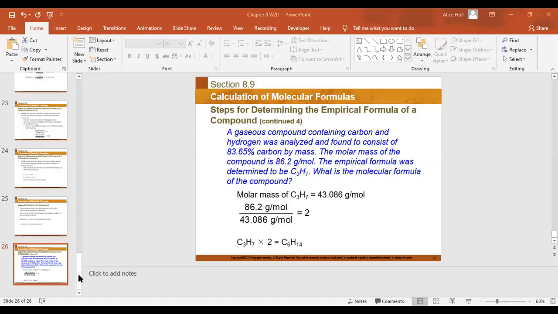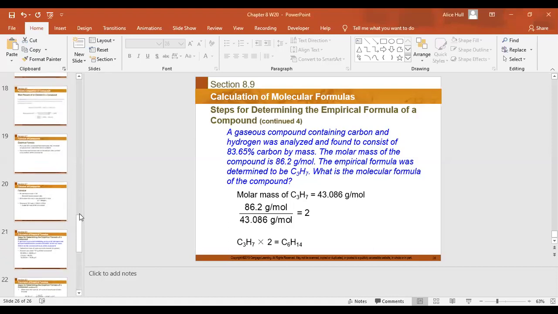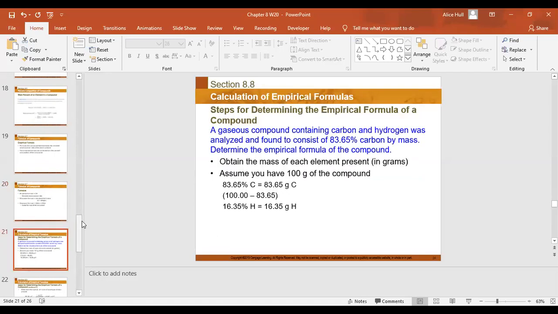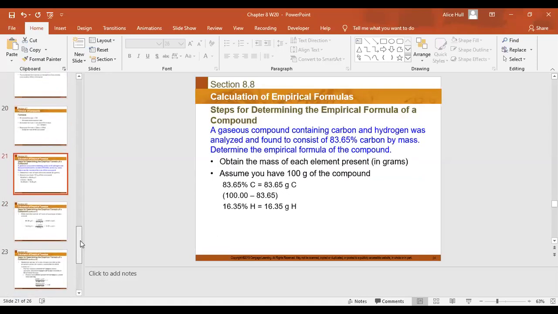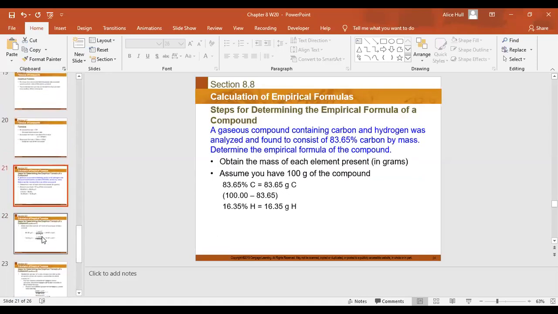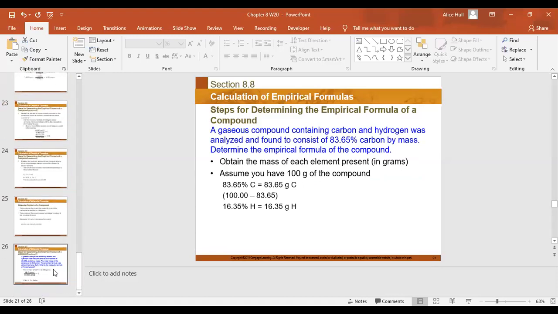Okay, so based on what I just showed you with the empirical formula and the molecular formula, there is a problem here in the PowerPoint that goes from slides 21 through 26. Go ahead and work that out and see if you can get to the answer that we've got here in the PowerPoint, based on what I was showing you how to do. I know it's kind of a confusing concept.